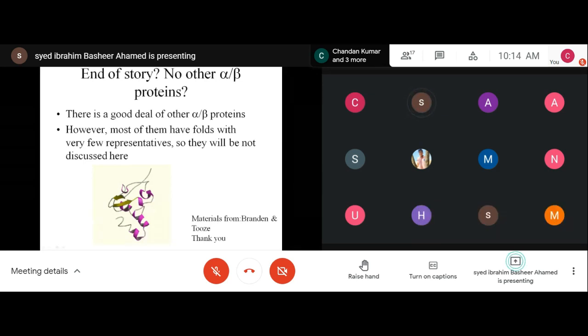Most of this part was taken from Branden and Tooze only. You can refer to this book. Whatever I am discussing and whatever I am going to discuss, you can find everything in this single textbook.